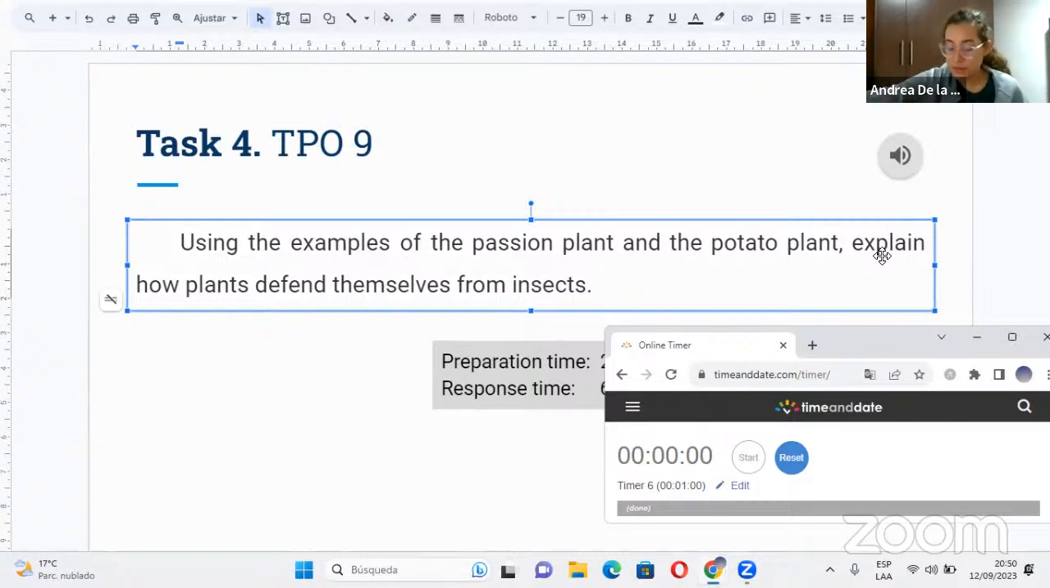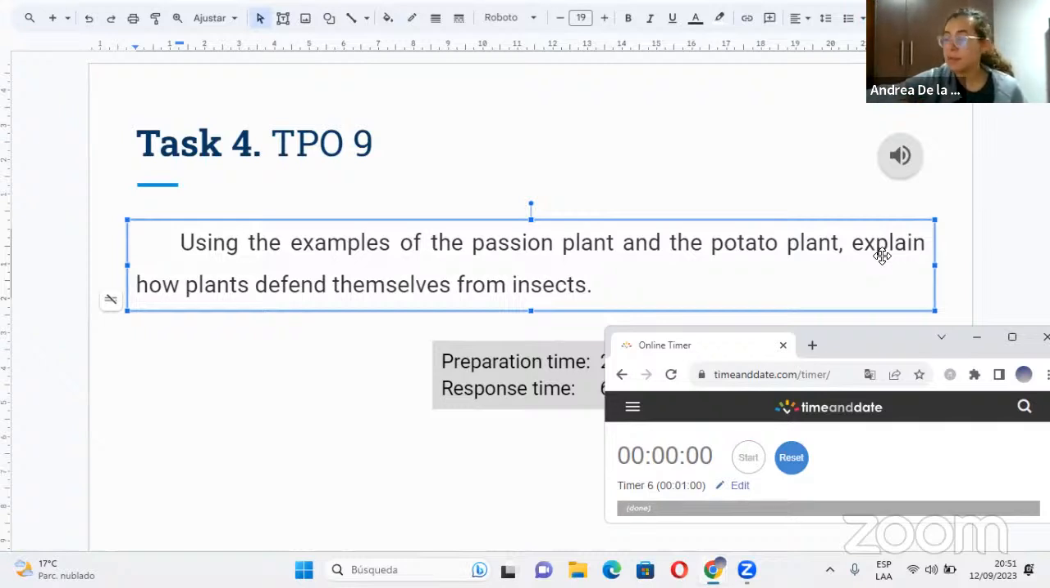You explained physical defenses, how some plants have these spiky hairs that prevent insects from landing on their leaves. And you gave correctly the example of the passion plant that contains these spiky hairs. Same thing goes for the second one. The content was great, how these plants release chemicals in order for the insects to feel full and not to want to eat their leaves anymore. I don't think I have any comments.